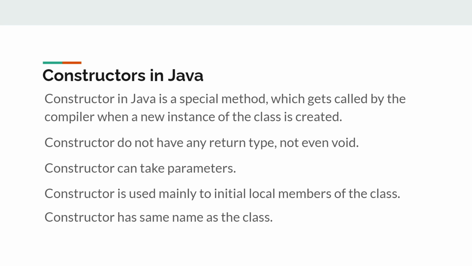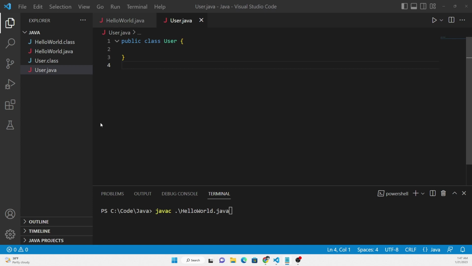A constructor has the same name as the class. And finally, a constructor is called only once by the compiler, meaning once an object of a class is created, after that the constructor can never be invoked. So now let's look into an example.